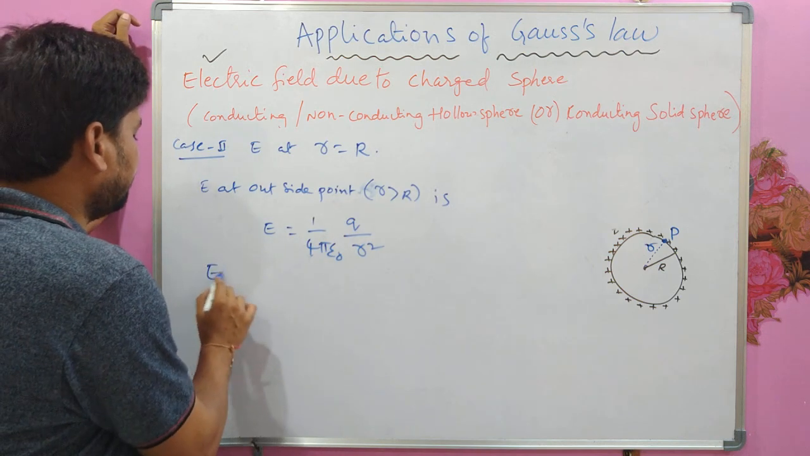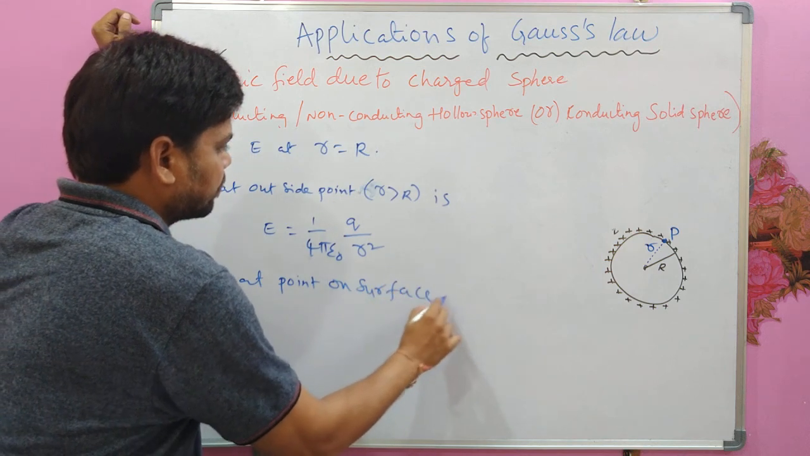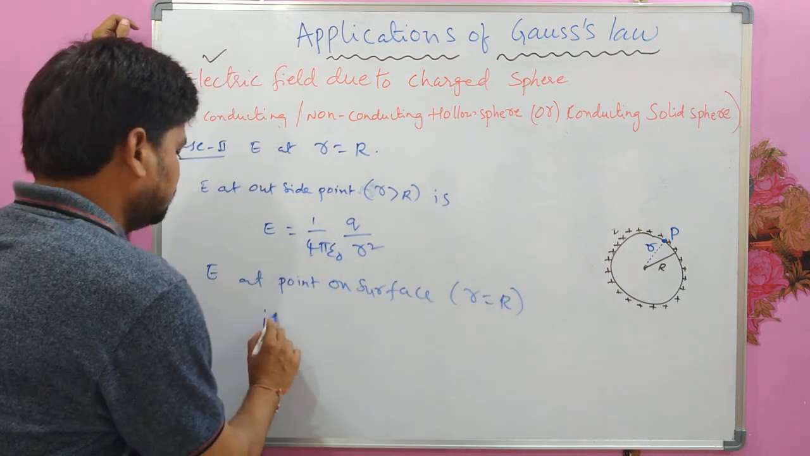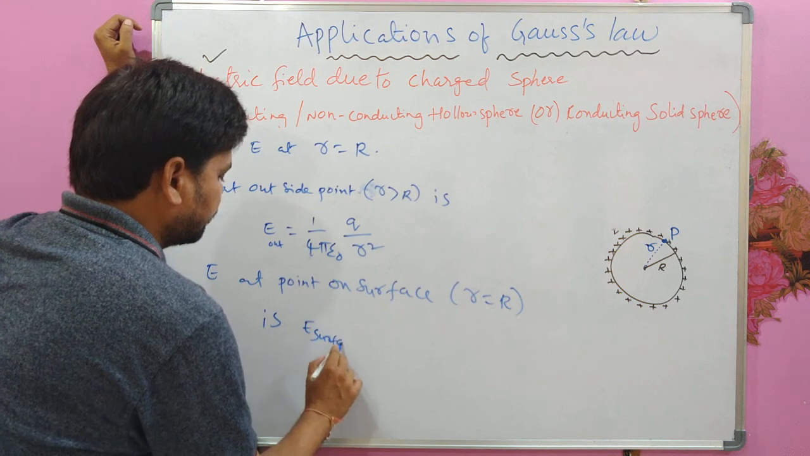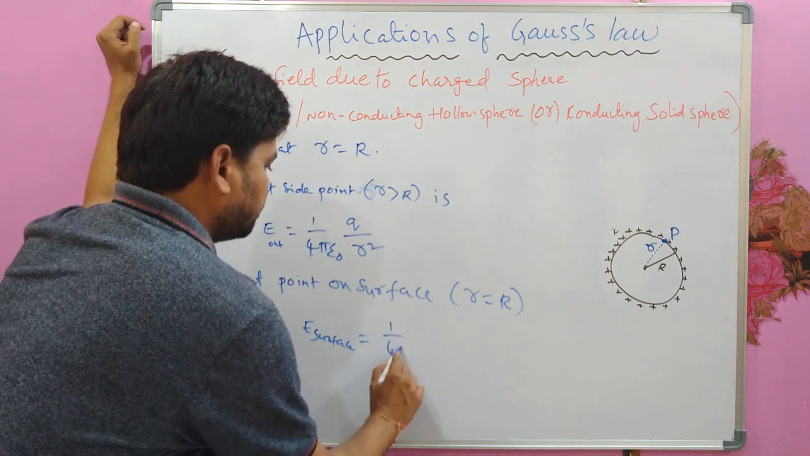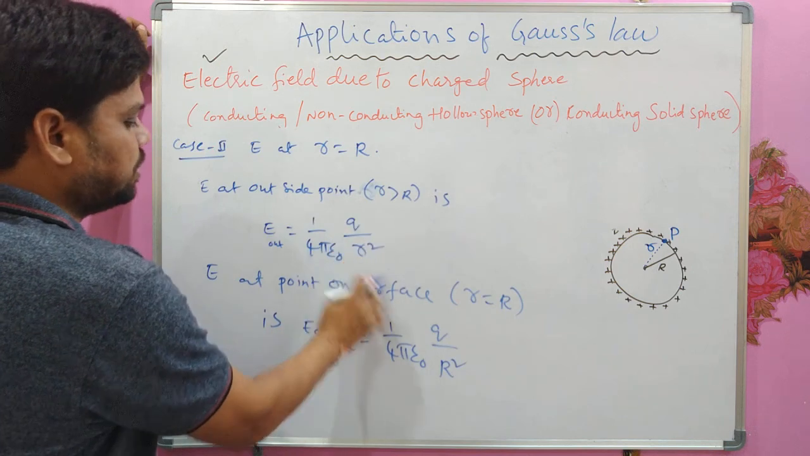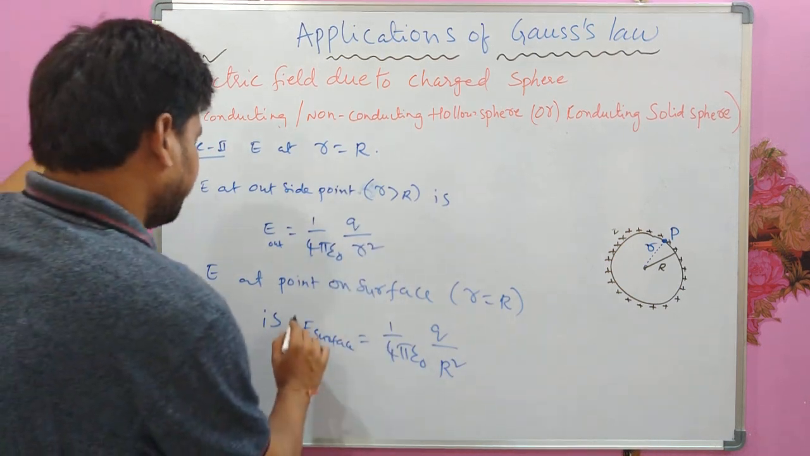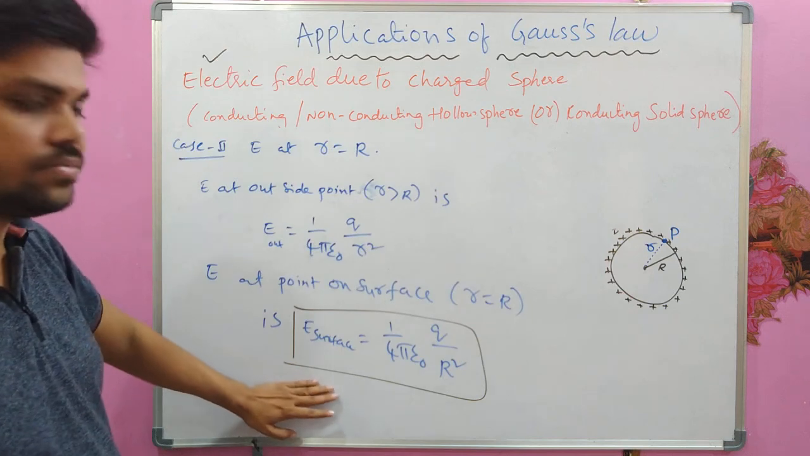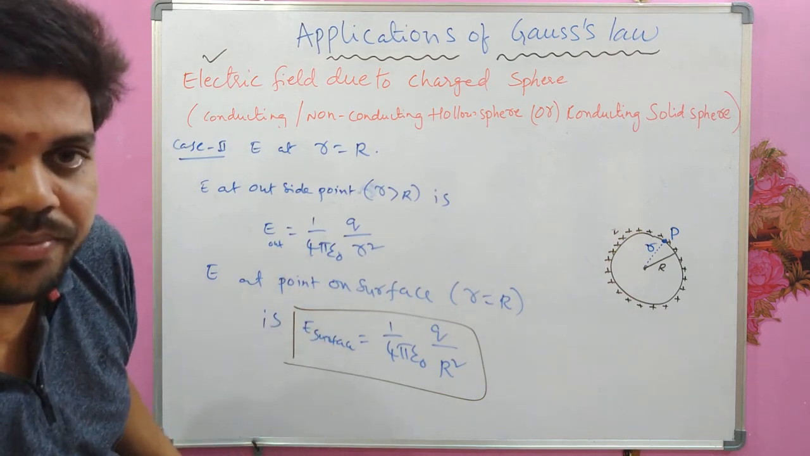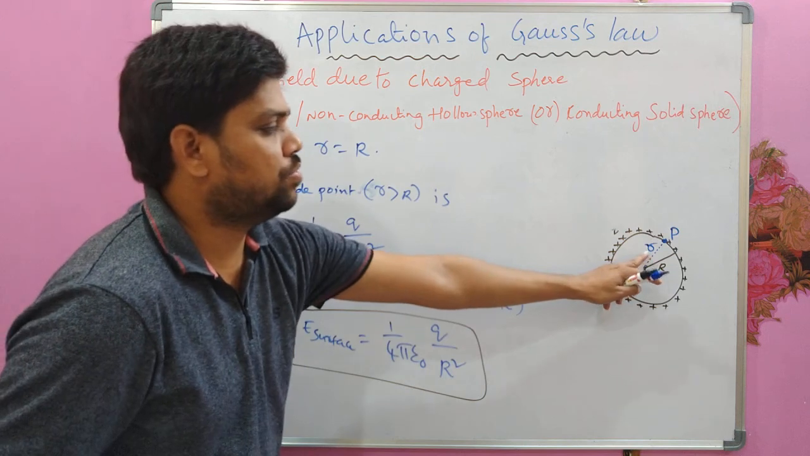Okay, so now E at a point on the surface, r equal to R, you can say this as E outside, and E surface is equal to 1 by 4 pi epsilon naught Q by R square, r equal to R. This small r must be replaced with capital R. So this is the formula for second case, E at r equal to R. Simple, second one. Both are same.